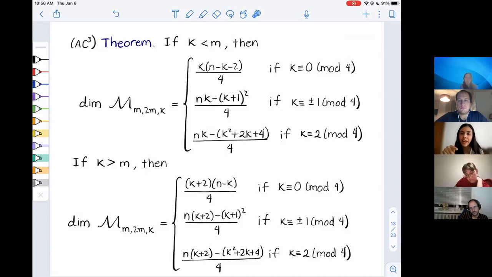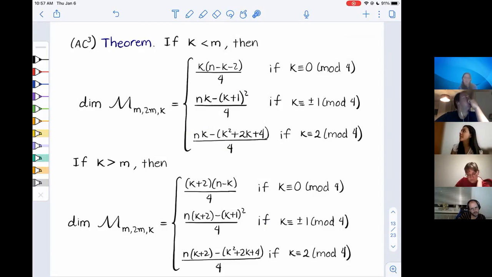The dimension that I have here is actually showing the dimension of the component that has the highest dimension. And that's why you have this weird behavior with mod 4, because at the end you're maximizing that, but the maximum has to be an integer, and that depends on the residue of K mod 4 in this case. So yes, there's a lot of that.